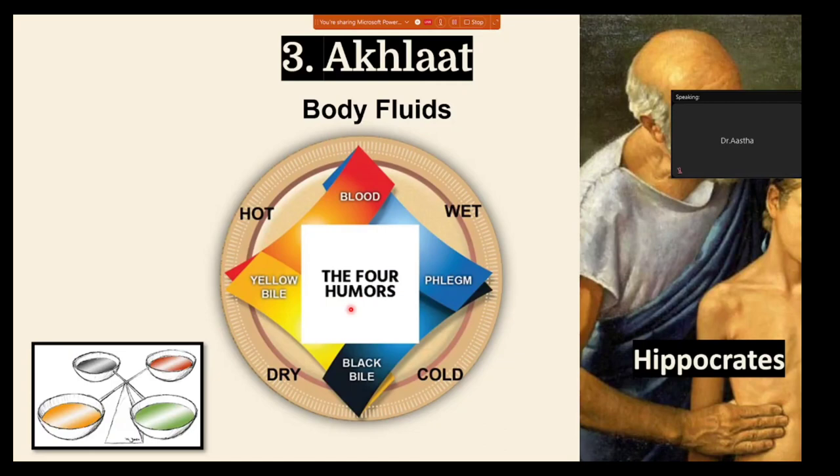And the third important fundamental principle of the Unani system of medicine, the umur, is the akhlaat. Akhlaat are nothing but the body fluids. In the body, there are different fluids, out of which Hippocrates believed that there are particular colored body fluids. Based upon the color, he gave them different names. The red fluid is called blood, white is the phlegm, black is the sauda, that is melancholy, and yellow is the choleric.